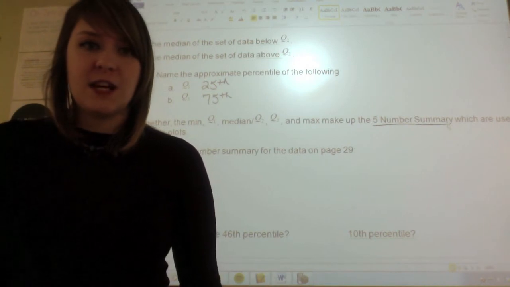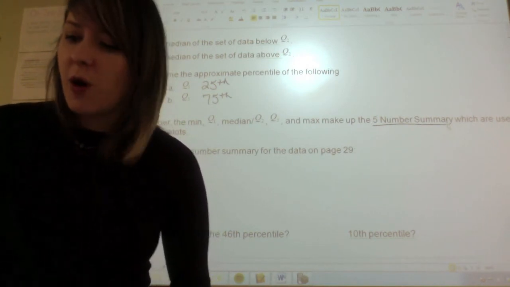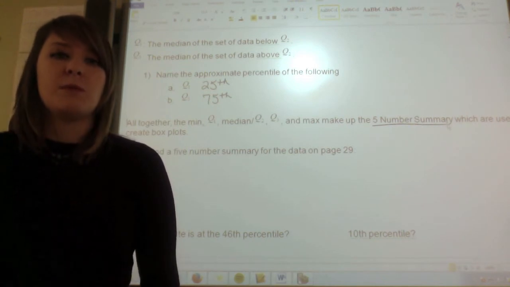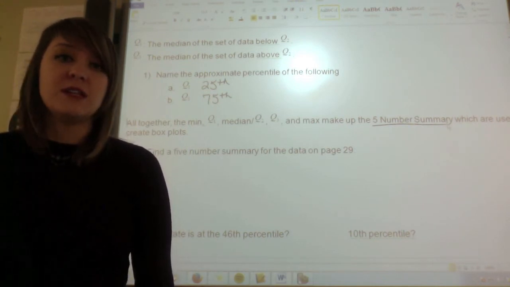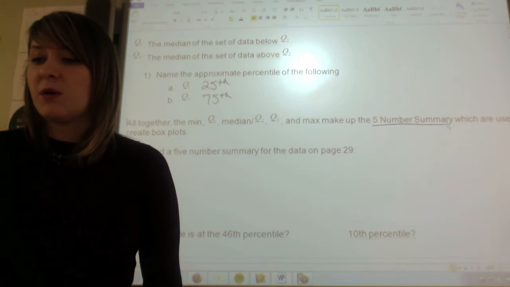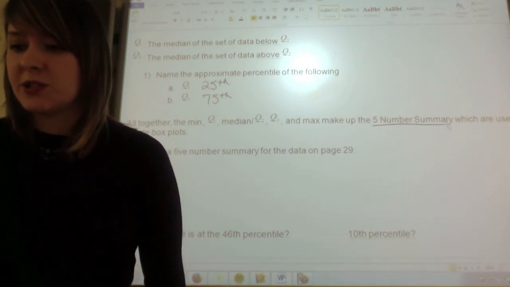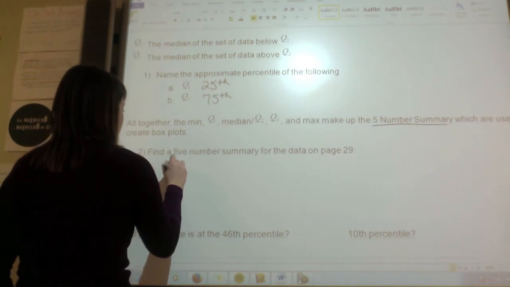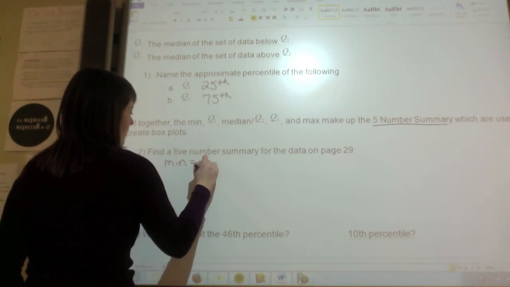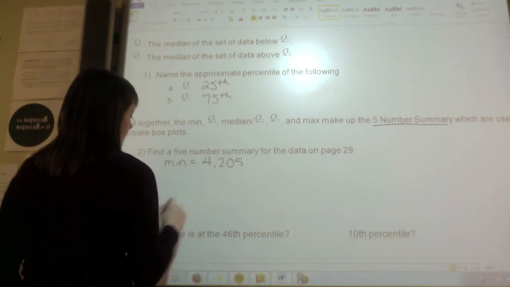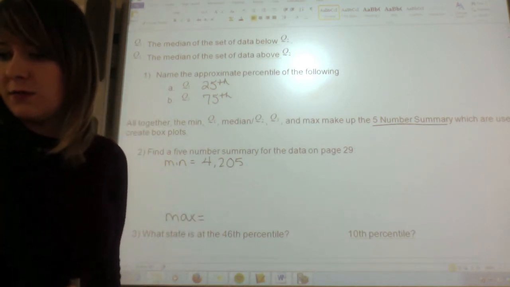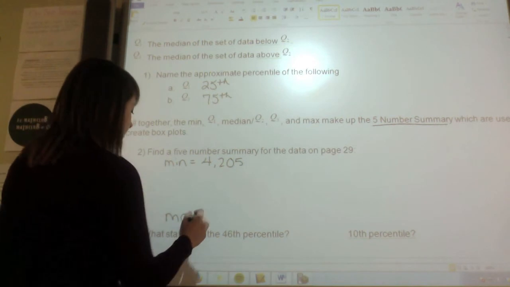So I have 50 states, and I need to think about how can I find that Q sub 2. So Q sub 2, minimum and maximum, those are always the easiest to find. My minimum is, of course, Oklahoma, which is 4,205. My maximum is Vermont, which is 10,401.